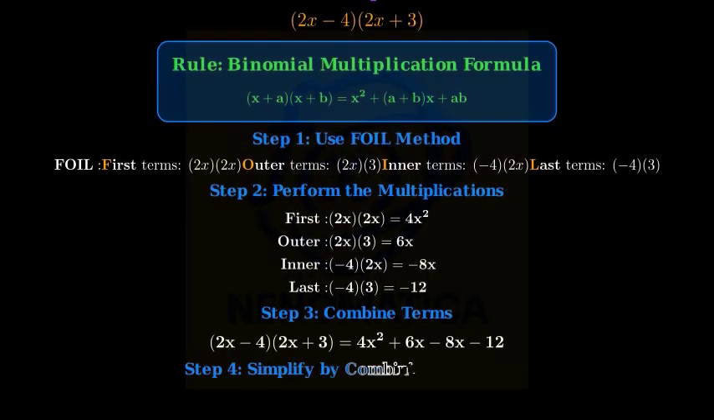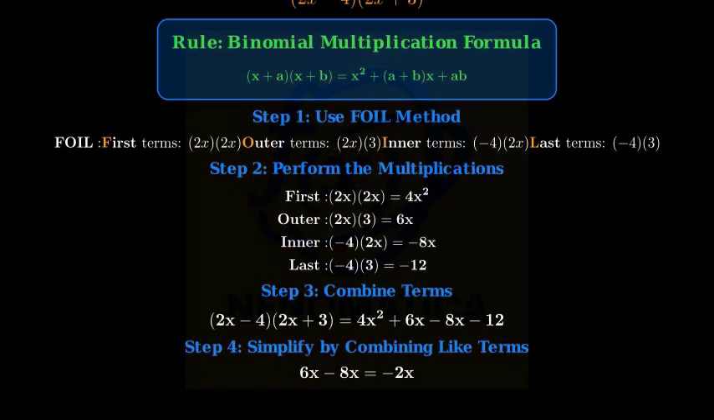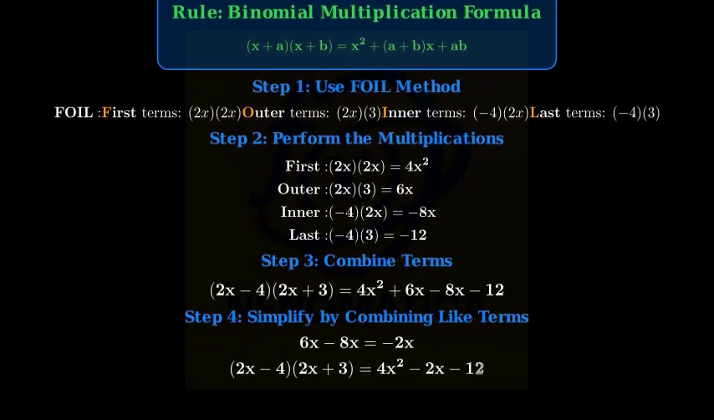We're not done yet. We need to simplify by combining like terms. 6x minus 8x equals -2x. So our final result is 4x squared minus 2x minus 12.